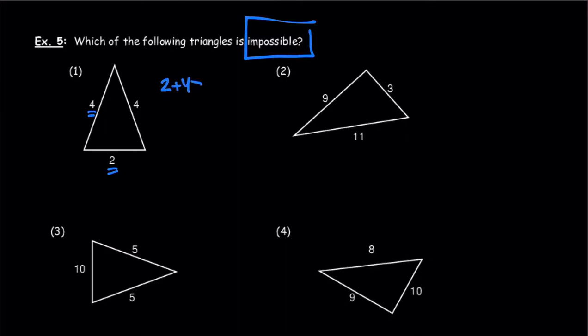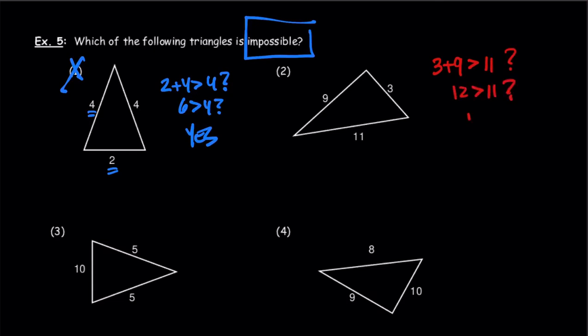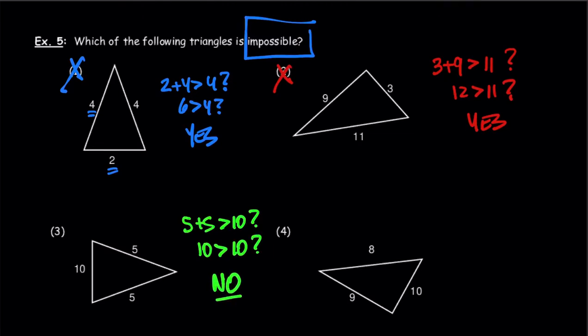But you just put those in order and try the inequality. Is 2 plus 4 greater than 4? Is 6 greater than 4? Yes. So that is possible, which means I don't want that as my answer. Next, we have 3, 9, and 11. Is 3 plus 9 greater than 11? Is 12 greater than 11? Again, yes, it is. That one is possible. Reject it. 5, 5, and 10. Is 5 plus 5 greater than 10? Is 10 greater than 10? No. This one's impossible.